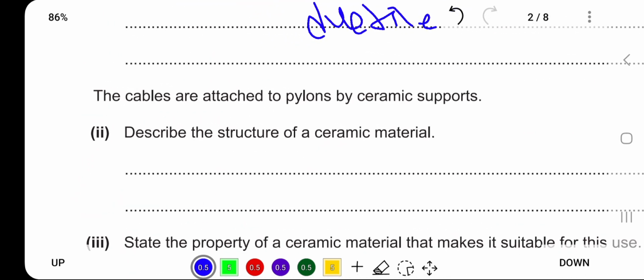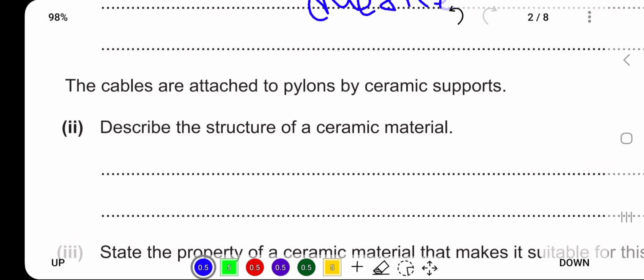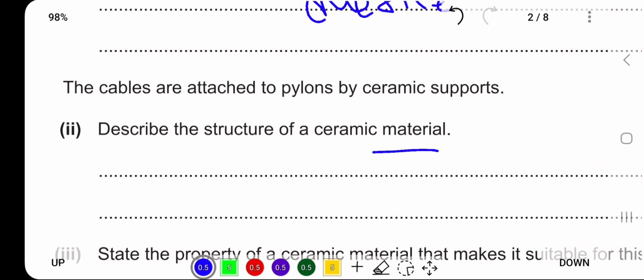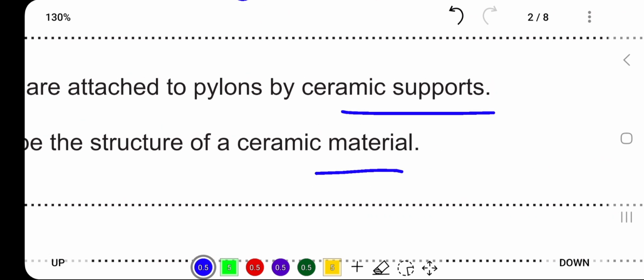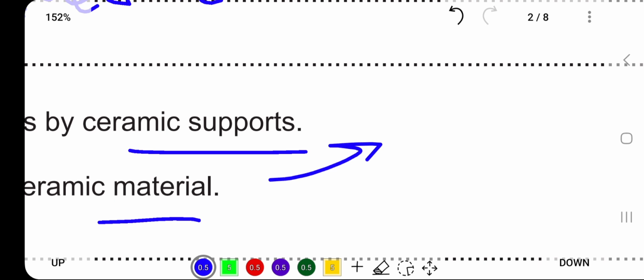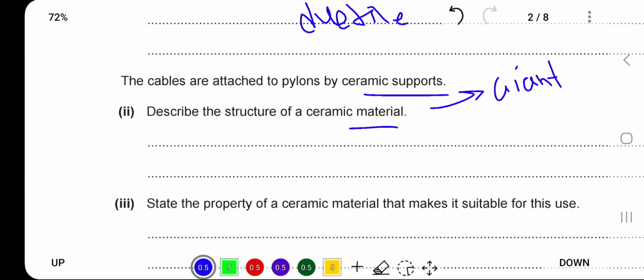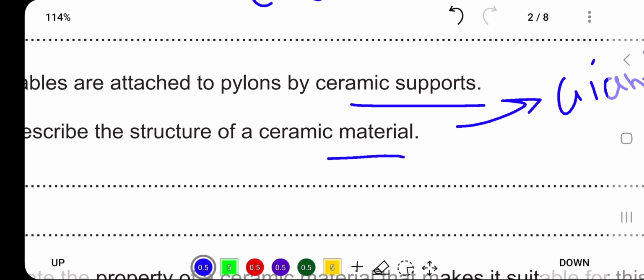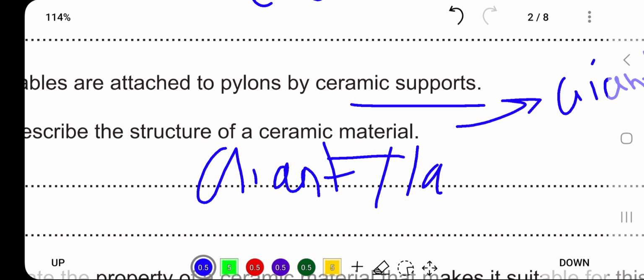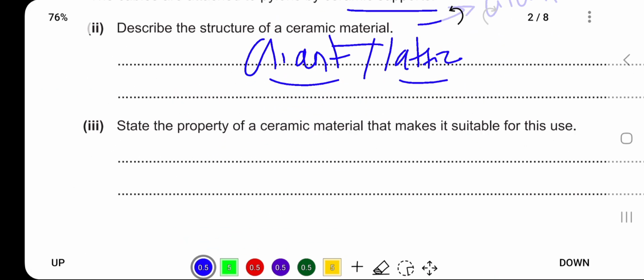Anyways, the cables are attached to pylons by ceramic supports. Describe the structure of ceramic material. So if it's used for supports, I'd say it is a giant lattice or a giant structure, because in the mark scheme it said giant slash lattice, so you can use whatever you want. Giant lattice is the keyword. Giant structure or lattice.